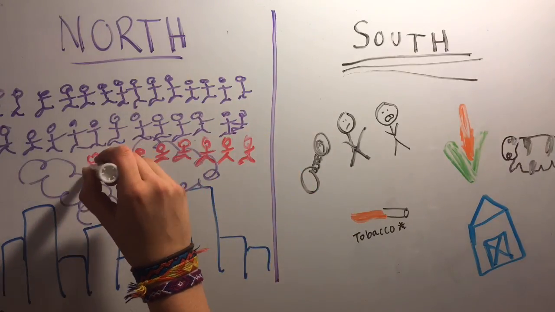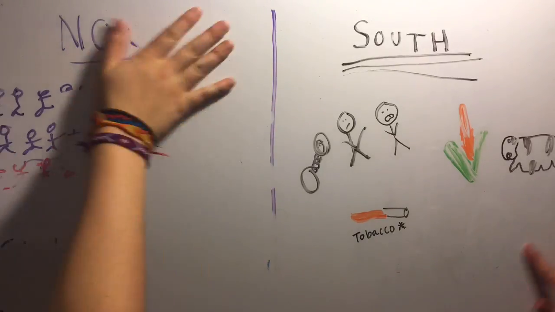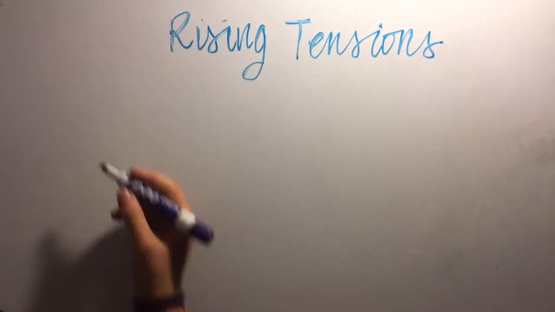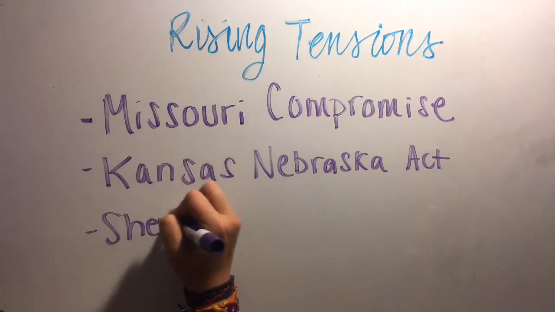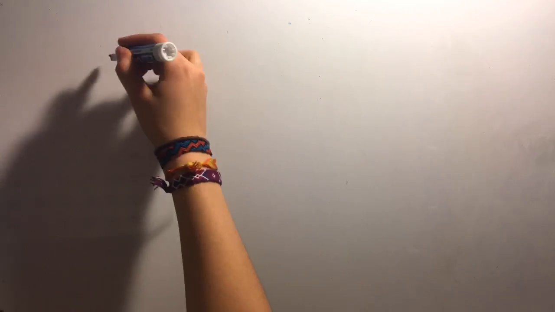However, these differences created conflict. The quarreling government began to institute a variety of laws like the Missouri Compromise, the Kansas-Nebraska Act, and the Sherman Antitrust Acts. This increased tensions, and the South eventually completely seceded from the North to protect their states' rights.